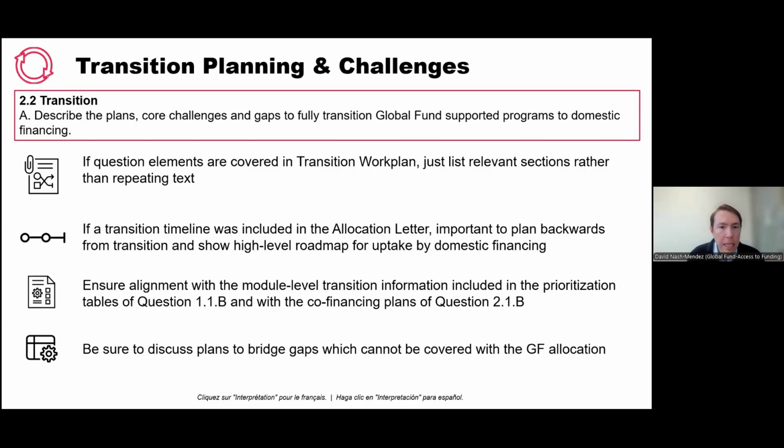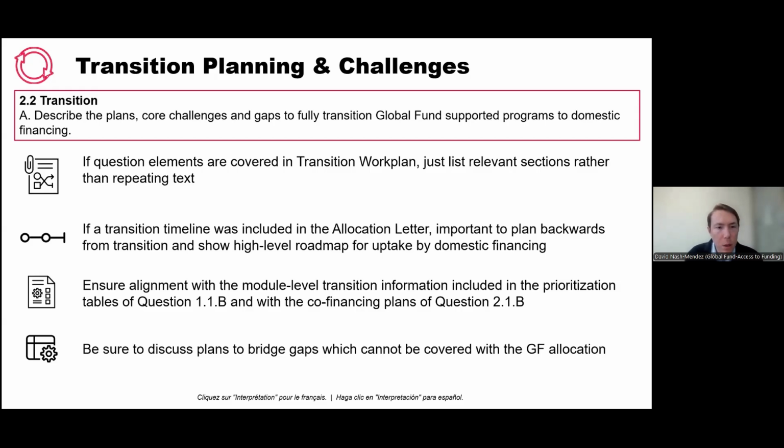And as mentioned in last week's strategic shift session, it's really important for transitioning countries to plan backwards and to show at a high level how programming will be taken up by domestic financing. So if that isn't included in the transition work plan, it does need to be detailed here.